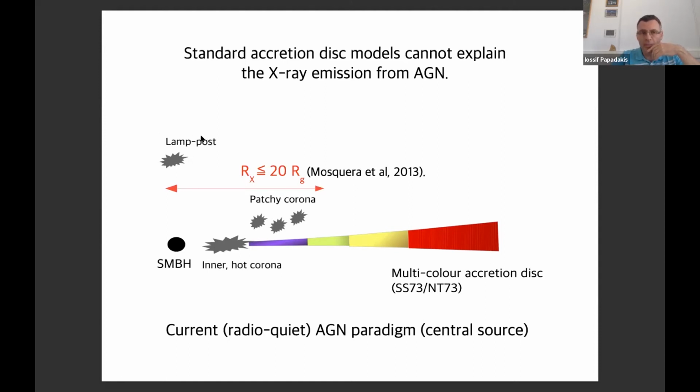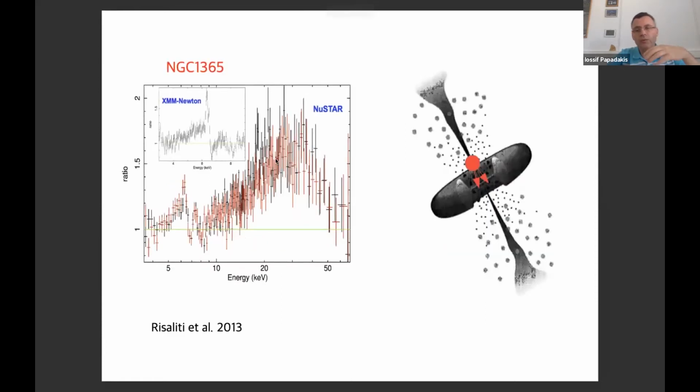This is the so-called lamppost geometry. Here is the patchy corona, or this one is the inner hot corona. Whatever, the X-rays must come really from the center of the system, because we know from microlensing observations of distant quasars that the size of the X-ray corona cannot probably be larger than about 20 RG or so. So we're talking really about physical processes that take place right there at the center of these objects.